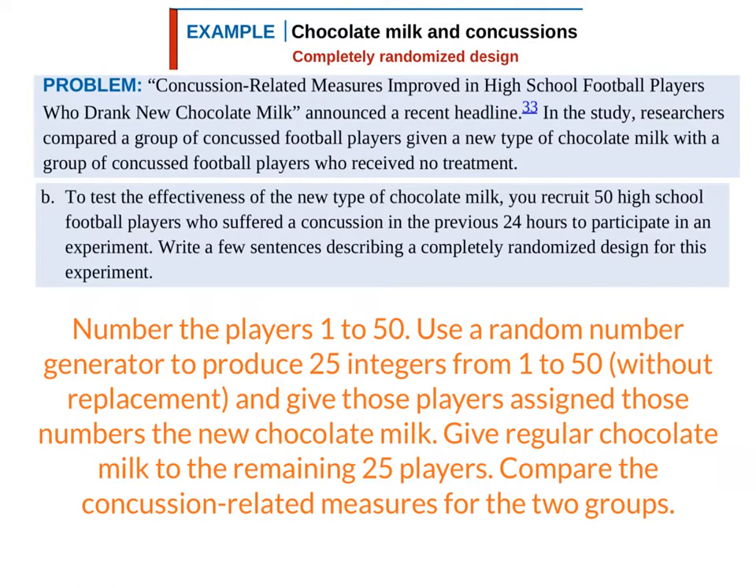So one thing you could do is number the players 1 to 50, use a random number generator to produce 25 integers from 1 to 50 without replacement, and give those players assigned those numbers that you drew the new chocolate milk. And then the other 25, give them regular chocolate milk. Compare the concussion-related measures for the two groups after both have consumed the same amount of chocolate milk.